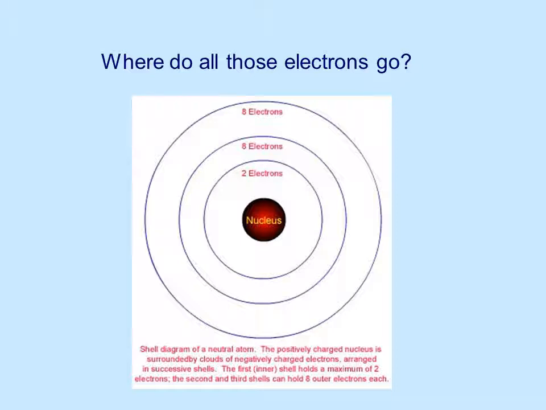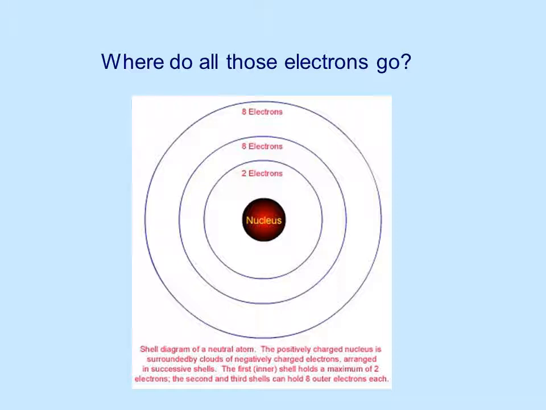Okay, where do the electrons go? Here's our nucleus, positively charged. The electrons go around it, and we can consider shells. 2 electrons, 8 electrons, 8 electrons. These represent the electron distributions of the first set of elements. The 2 electrons would be 1s electrons.